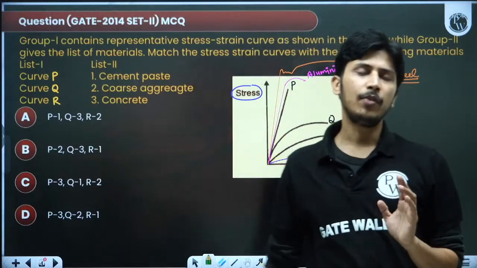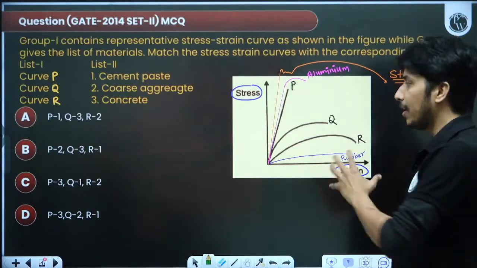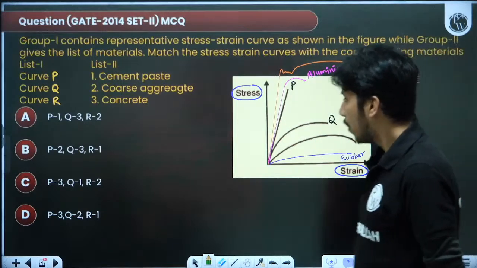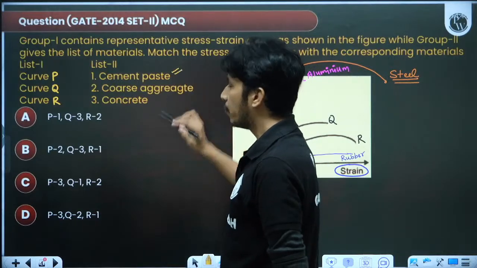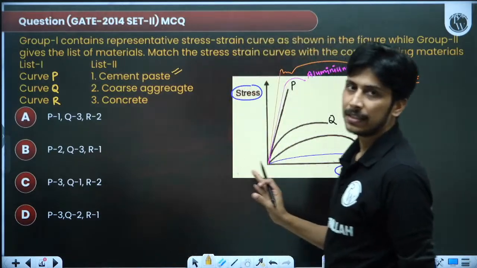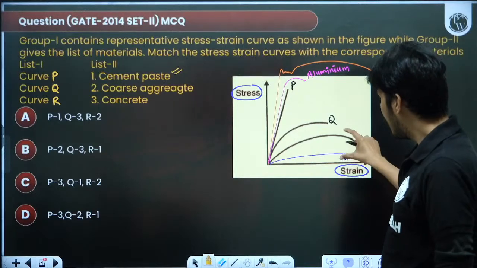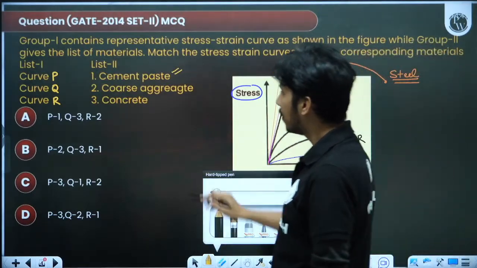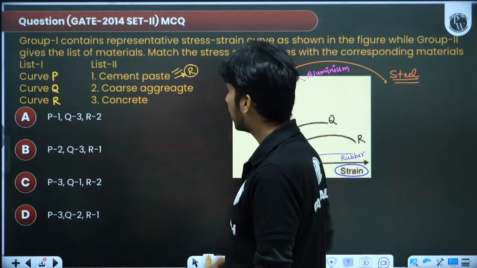So depending upon the hardness and the strength, you can define various types of stress strain curves. Now compare this. Cement paste is the softest thing, so it will have the least stress and the maximum strain. The least stress and maximum strain is in R. So curve R is the curve for the cement paste.